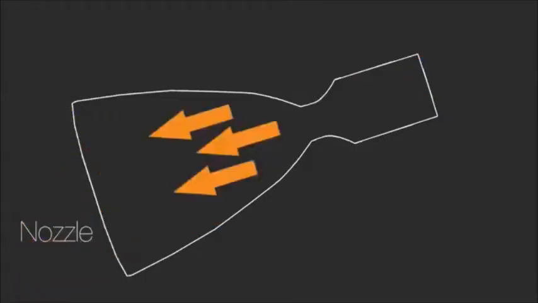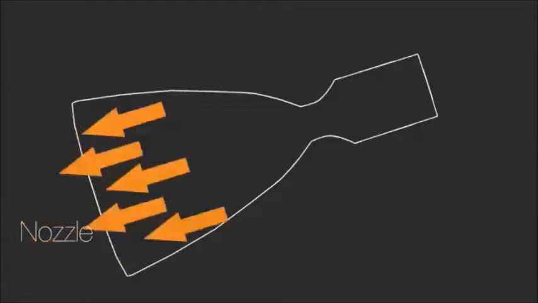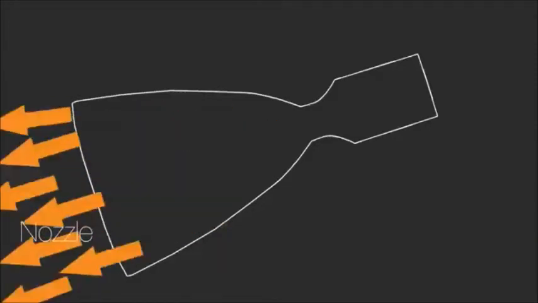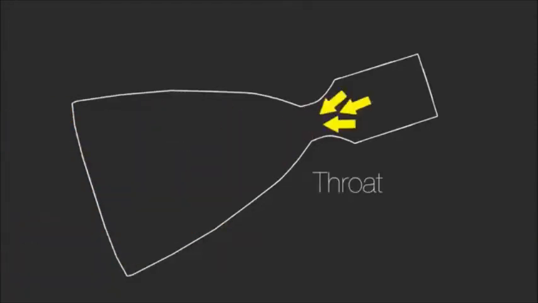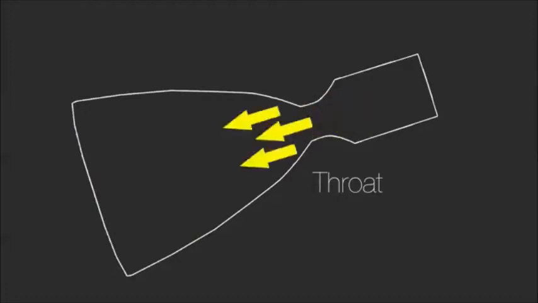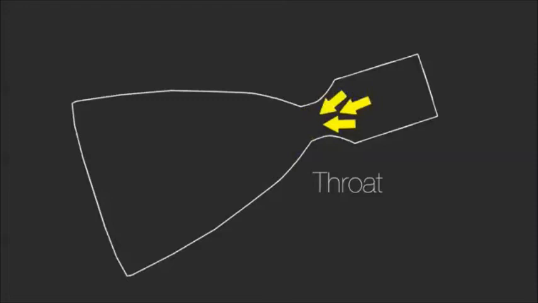Now at the other end of the rocket engine, we have the nozzle, which has gases moving at very high velocity, but low pressure. And the key to the whole rocket engine is the throat. This is where we take the high pressure but slow gases of the combustion chamber and convert them to the low pressure but very, very fast gases that come out of the nozzle.